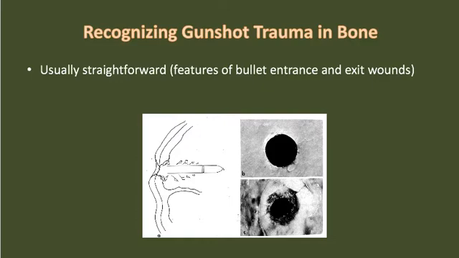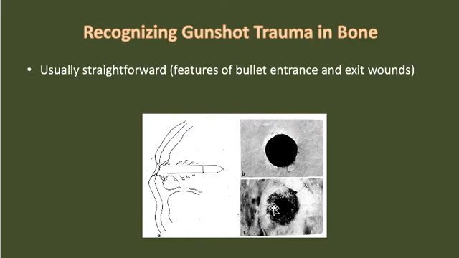So looking at gunshot trauma in bone is usually pretty straightforward. It's pretty easy, all things considered, to identify, for example, what is an entrance wound and what is an exit wound. One thing that is really easily identifiable in a lot of these cases is the shape of the hole. In the picture you're looking at here, one of these pictures up top is nice and smooth. It's a round hole with really smooth margins. That's going to be characteristic of an entrance wound.